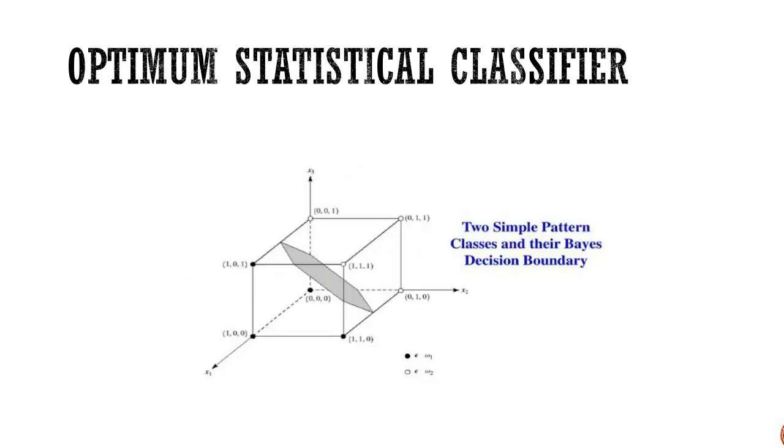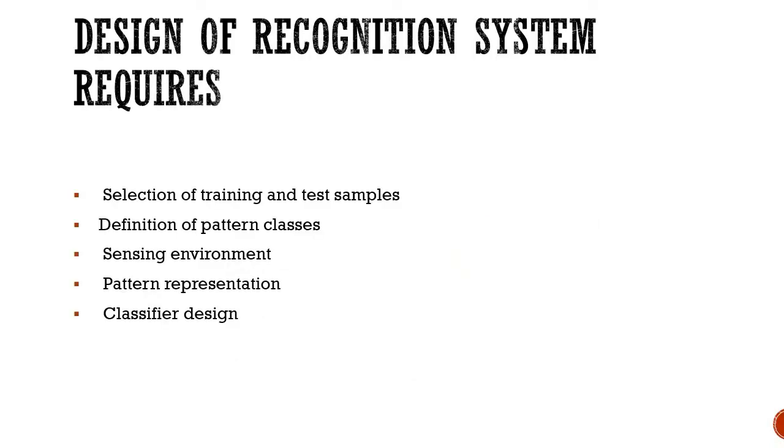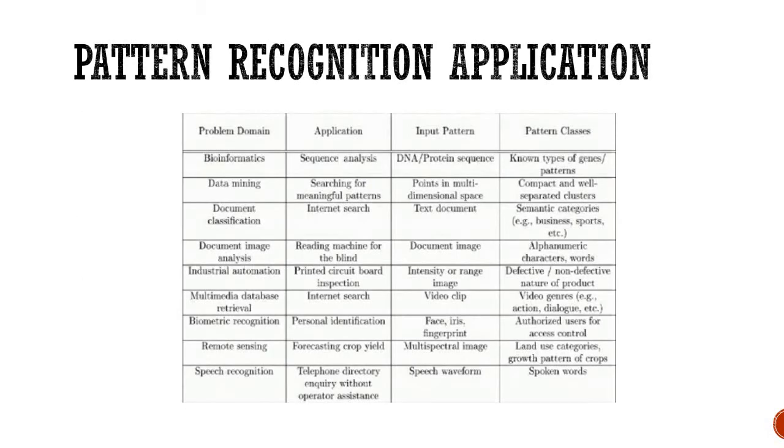And this figure shows a simple arrangement of two pattern classes in three dimensions. We use these patterns to illustrate the mechanics of implementing the Bayes classifiers. And here is some of the design of recognition. Designing a recognition system requires selection of training and test samples, definition of pattern classes, sensing environment, pattern representation, and classifier design.